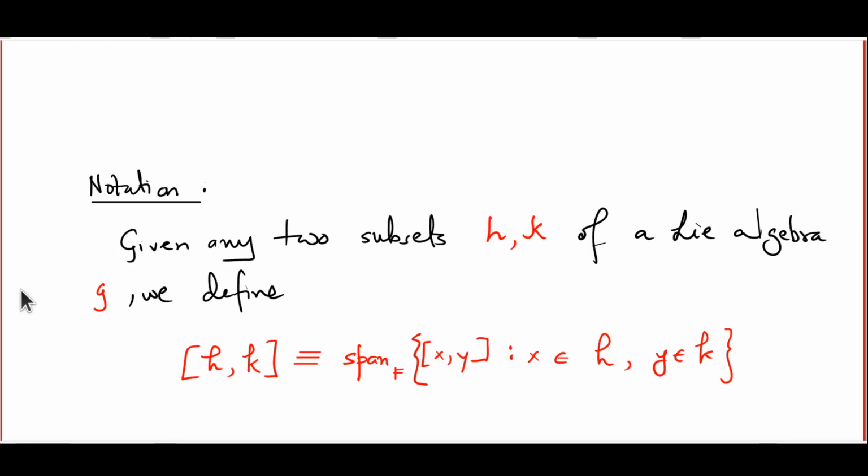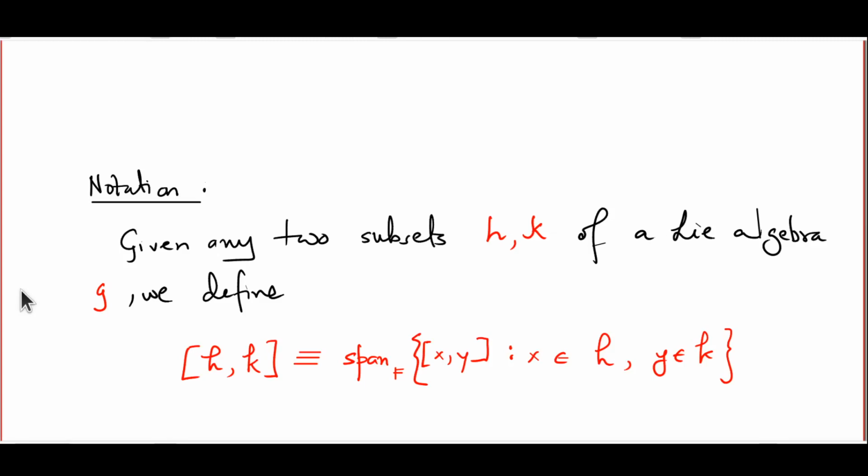In case you have forgotten this, let me just remind you, the span is just a name of a collection of all possible linear combinations. So here, in order to form the Lie bracket, so to speak, of two subsets H and K, what you really need to do is take elements from H, elements from K, take the Lie bracket and take all possible linear combinations of those Lie brackets. And that is what we are going to call the Lie bracket of H and K. So what we have done is we have generalized the notion of the Lie bracket from elements to subsets.